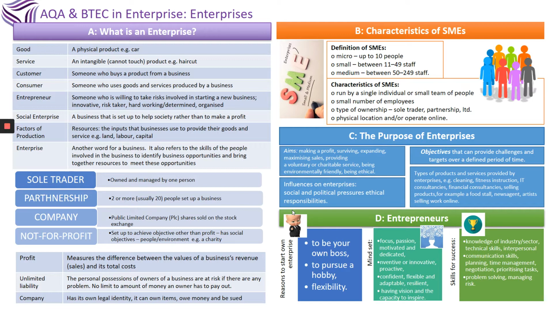So if we look at this, the first section, Section A, what is an enterprise? That gives us some definitions. So goods, services, customers, consumers, entrepreneur, social enterprise, factors of production, enterprise. These are all key terms that you're going to use over the next 3 years, and if you go onto A-level, you use them even more.